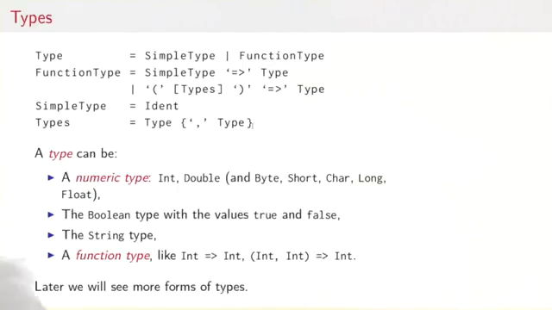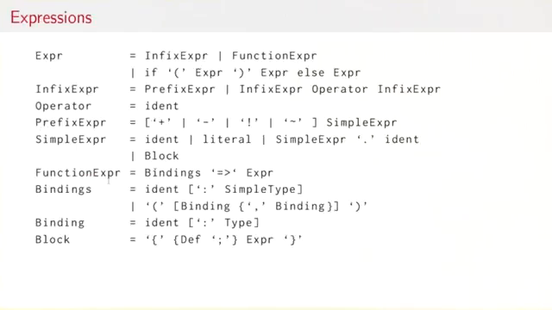Another way to put it would be the following. A type can be either a numeric type, so we've seen int and double, but there's also byte, short, character, long, and float. That's the same as the primitive types in Java. Or it could be the Boolean type, that has values true and false, as we have seen. Or it could be the string type. Or it could be a function type such as int to int or pair of ints to ints. Later we're going to see more forms of types than these.